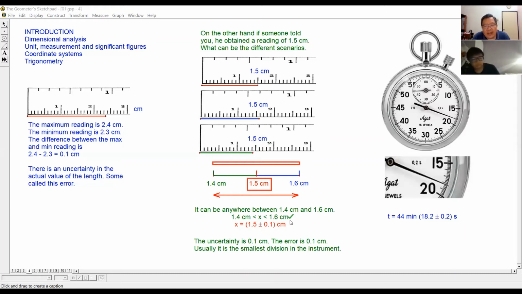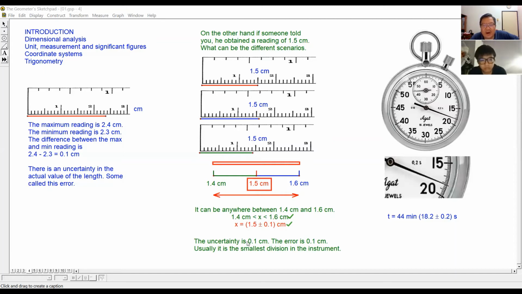But normally in physics we don't write like this. We write like this: 1.5 plus minus 0.1. Plus 0.1 is 1.6, minus 0.1 is 1.4. Correct or not? So normally we write this way, the red color one.